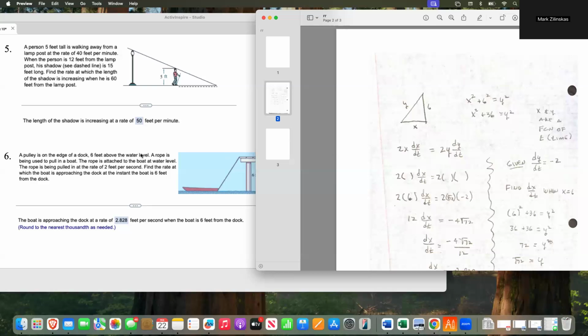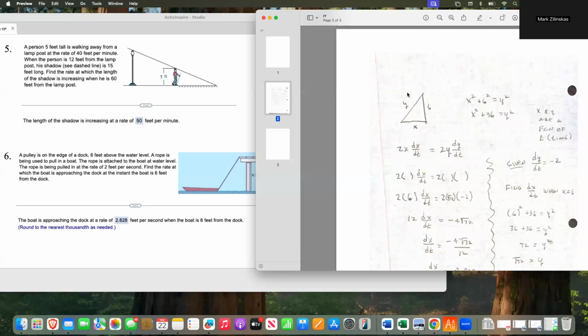So, all right, we have a pulley on the edge of a dock. We know that it's 6 feet above the water level, and the rope is pulling in this boat. Now we're going to assume that it's always going to be taut or tight, thus forming a right triangle the entire time. Probably physically impossible to do, considering the waves going up and down and so forth, but that's the way we'll look at this. The rope is attached to the boat at water level, and the rope is being pulled in at a constant rate of 2 feet per second. Okay. So, in other words, this is changing relative to time.